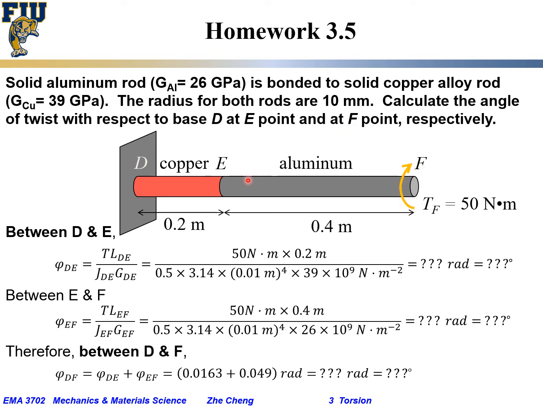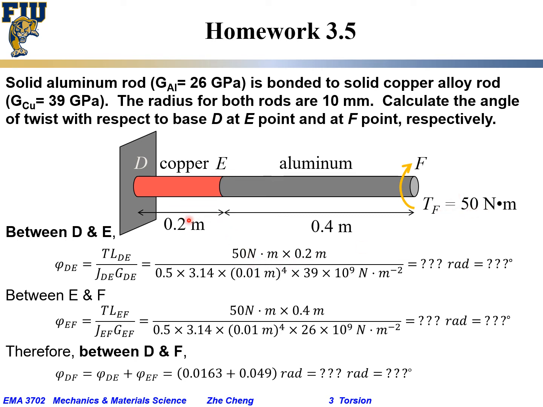So first, between D and E, the angle of twist would be just TL over JG. And what is T? If you make the arbitrary cut, you find T is the same as the T at F, or 50 Newton meter.